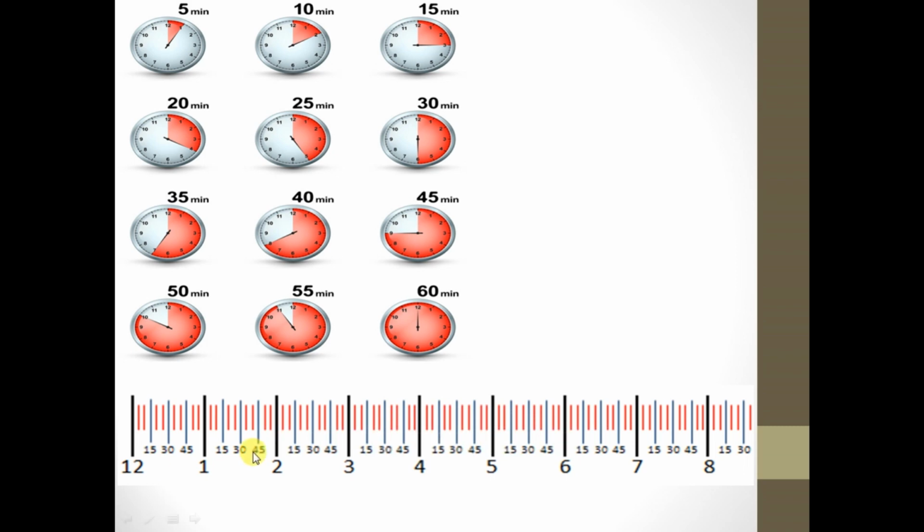Or we can use the number line to measure the difference between two times. As you know, the difference between 1 hour to the other hour is 60 minutes. So the difference between 12 o'clock and 1 o'clock is 60 minutes. And after 60 minutes, the time will be 2 o'clock. After 60 minutes, it will be 3 o'clock. After 60 minutes, it will be 4 o'clock. After another 60 minutes, it will be 5 o'clock, and so on.